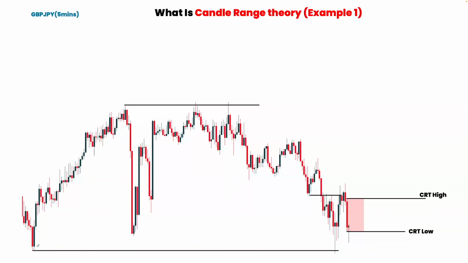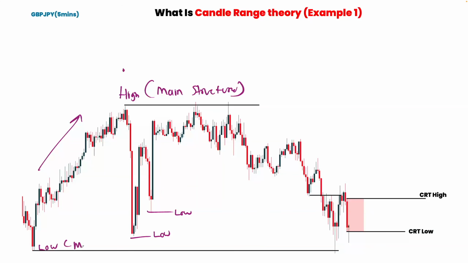So we have this low, this internal low, this low, price moved to the upside, and then we have this high. But price never broke this high again. That means this one is the main structure. And then we have this low. This will be our main low.